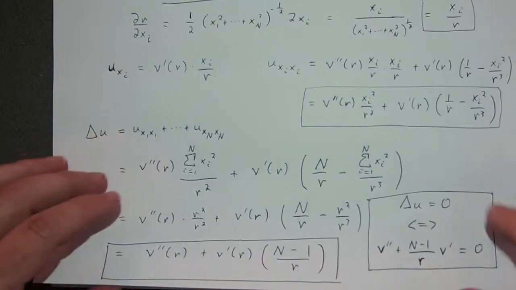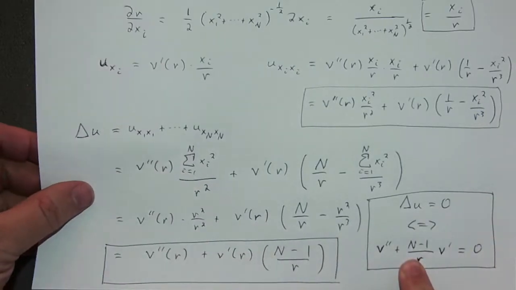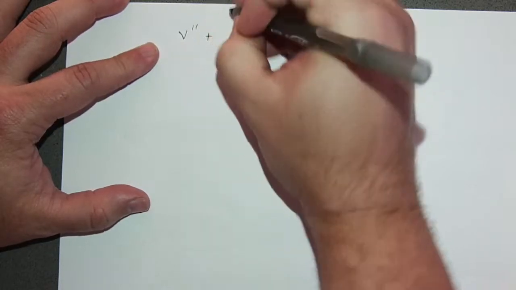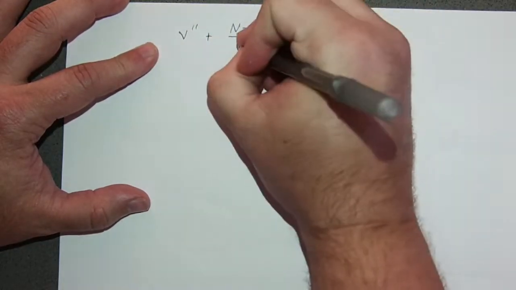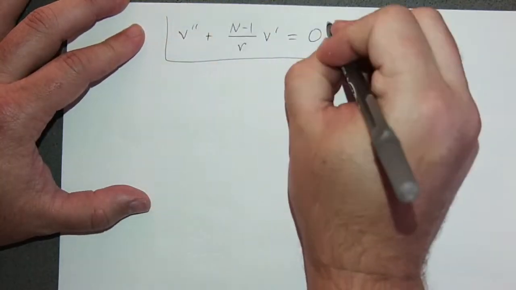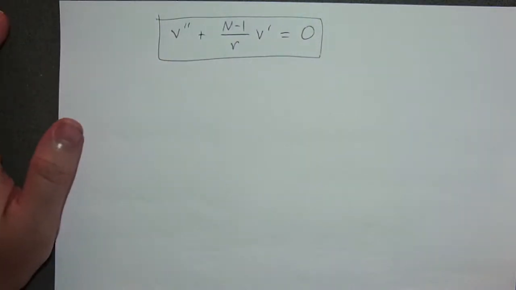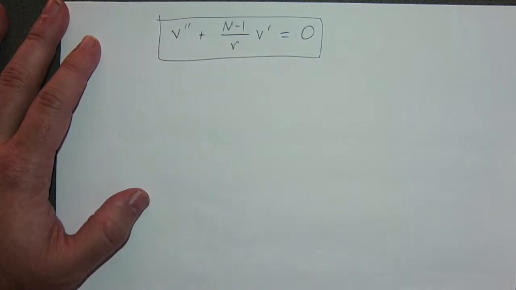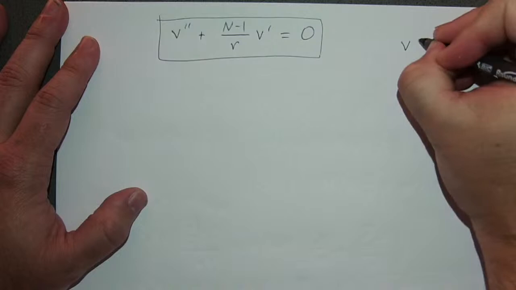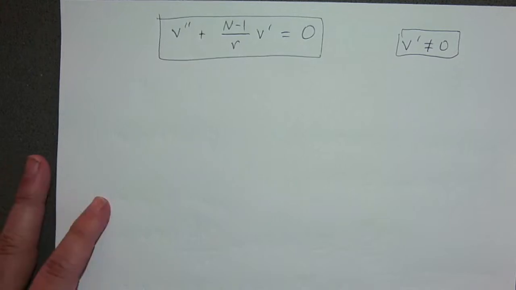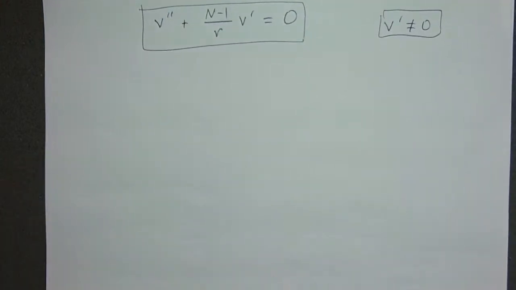So here's the ODE now that I want to solve. So let me rewrite this. We have an ODE to solve: v double prime plus n minus 1 over r v prime is equal to 0. Look, each term involves a derivative, so of course constant solutions are going to satisfy this. So let's get rid of those. Let's assume that v prime is not equal to 0, because we're less interested in the constant solutions.